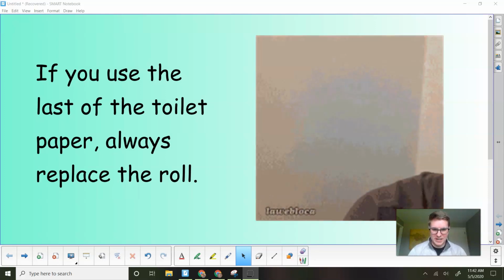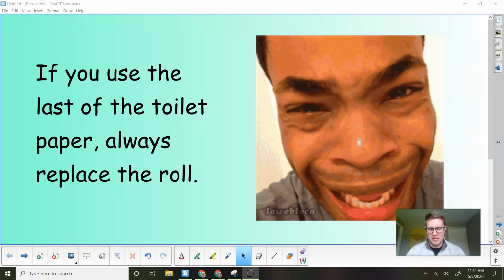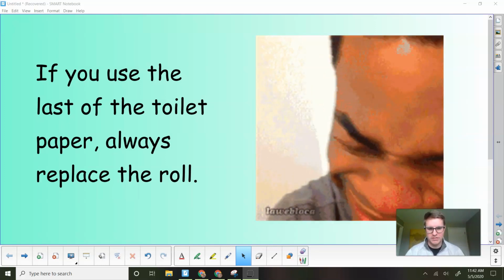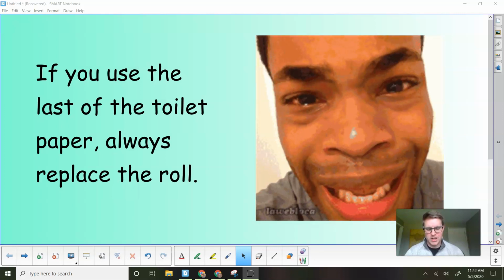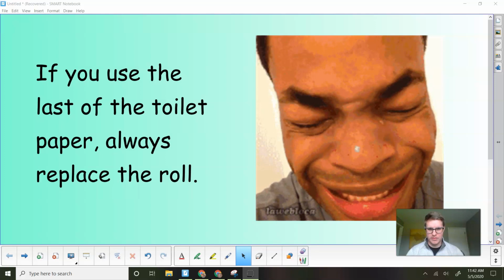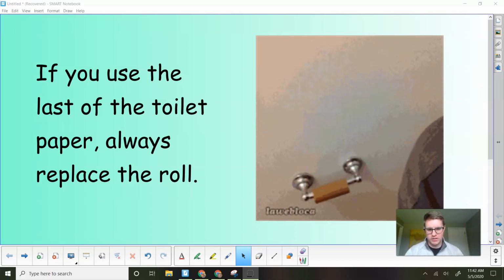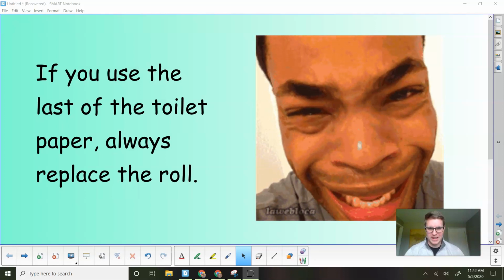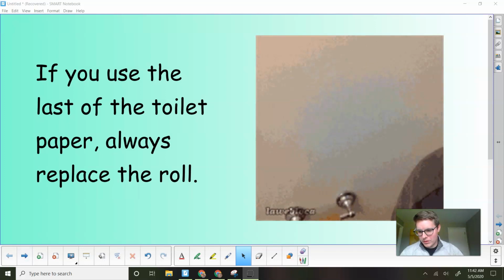Okay, always. And if there's just a little bit left, you should still replace the roll. Like if there's not enough for a wipe, if you know what I'm saying, you should replace it, okay? Leaving a little tiny strip of paper does not mean that you're doing the right thing. Okay, folks, that's your words of wisdom.